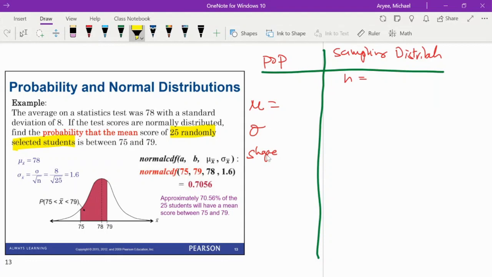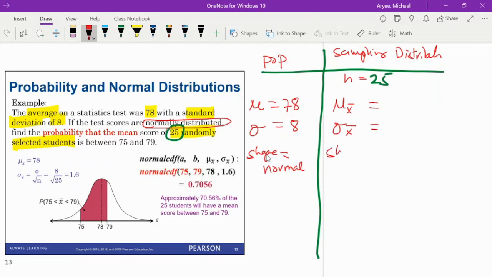So what is the question saying? The question is saying that the average is 78, so let me write it out: average 78. The standard deviation is 8, so sigma is 8. Then they said a random sample of 25, so n is 25. There's something very important they mention here: the test scores are normally distributed. So the shape is normal. Let me write mu x bar, sigma x bar, then shape over here. If the shape here is normal, the shape over here will automatically be normal. No two ways about it. That's one of the areas of the central limit theorem.